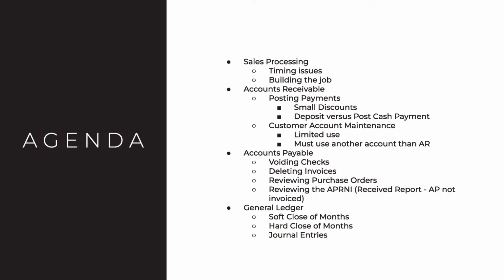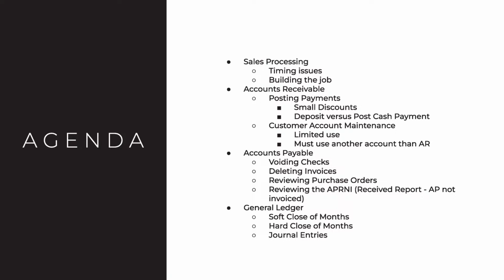Today, we're going to tackle some common mistakes that happen using the back end or the accounting side of BMS and how to correct them. Let's jump in. We're going to talk about a variety of items, but mainly we're going to hit sales processing, accounts receivable, accounts payable, and the general ledger.